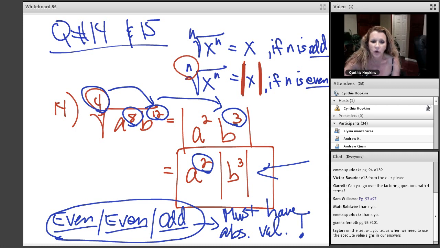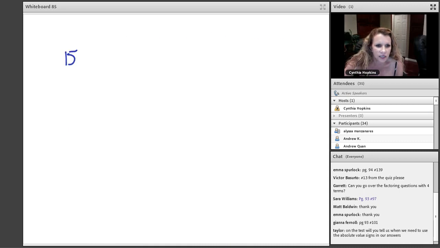That means no parentheses. And so notice we took the a squared out of the parentheses. That's because something to an even power will never be negative. Okay? All right, so this boxed answer is the correct final answer for number 14. All right, let's go to number 15.